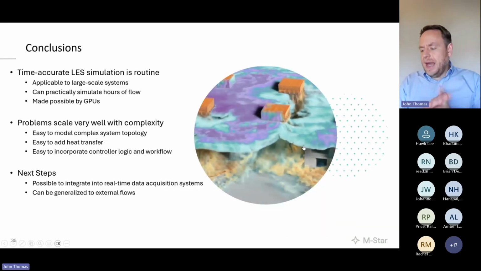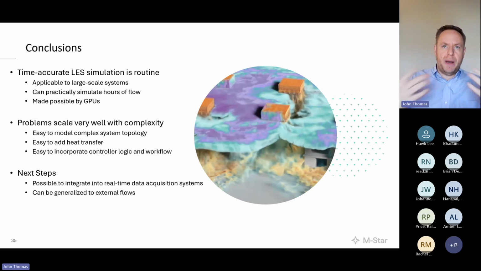Okay, let's end with some conclusions, and then I see a couple questions came in, and please populate with questions so we can speak to them. This idea of time accurate LES simulation for larger scale systems is routine. Okay, this isn't a speculation or some idea that we might try. People are doing this. We are publishing on this. We are validating these tools, as it were.